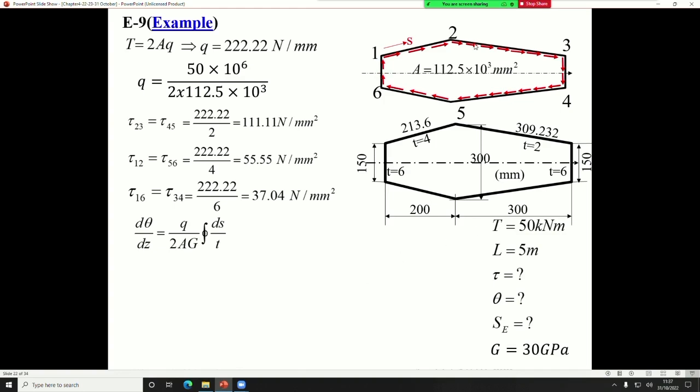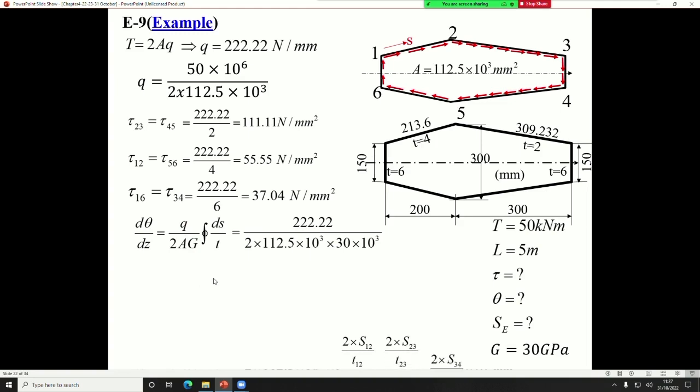Now, starting from this point, ds over t, we have the length of the panel divided by its thickness. We've got two of them, which are the same. It's got an axis of symmetry. Then we've got another two panels, which are the same, with the same thickness, and two vertical ones, which are equal as well. So this is this coefficient, Q divided by 2 times area multiplied by G. You can either, for a single cell, use Q divided by 2AG or T over 4A squared, whichever you're comfortable with. Some students use this one, some students use the other one. It's just exactly the same.